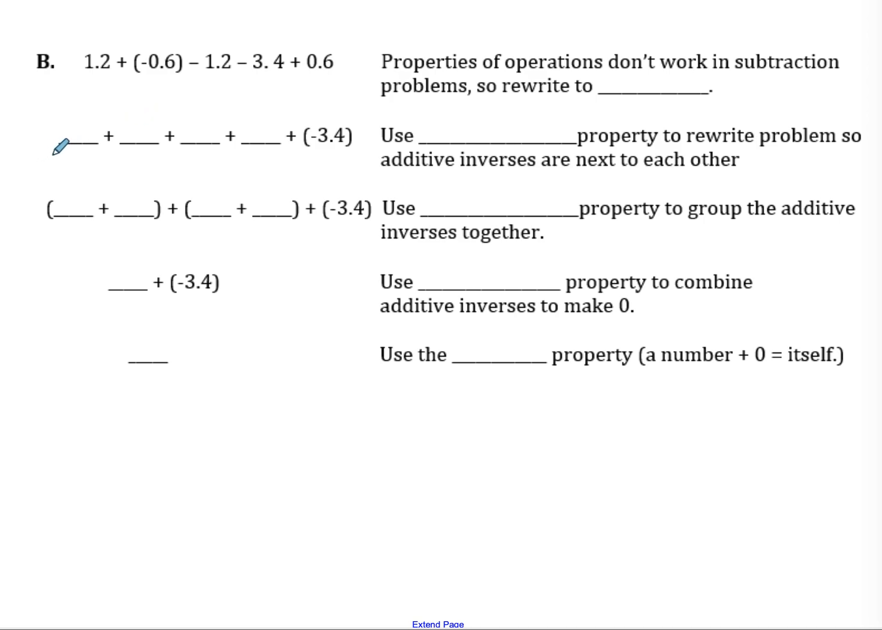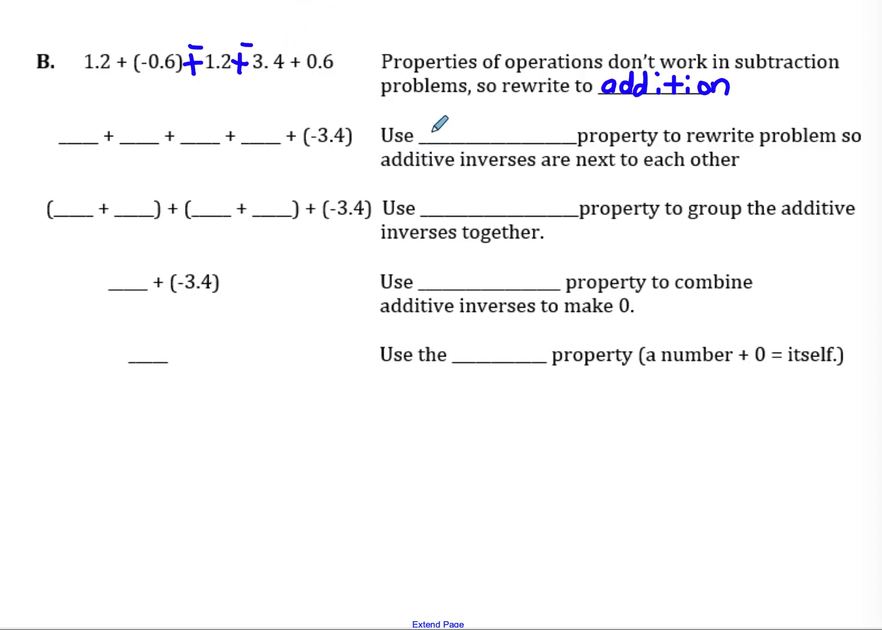All right, so let's look at this one. I have 1 and 2 tenths plus negative 6 tenths minus 1 and 2 tenths minus 3 and 4 tenths plus 6 tenths. And I have some subtraction signs here. And I can't use properties if I have subtraction signs. So we're going to change those into addition. Boom, change to addition, and boom, change the sign. So now those are negative 1 and 2 tenths and a negative 3 and 4 tenths.